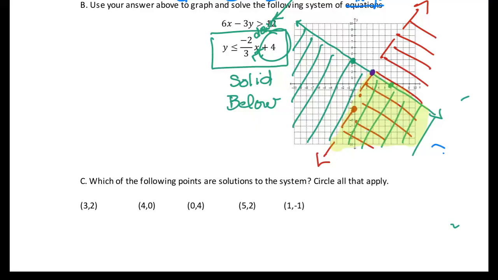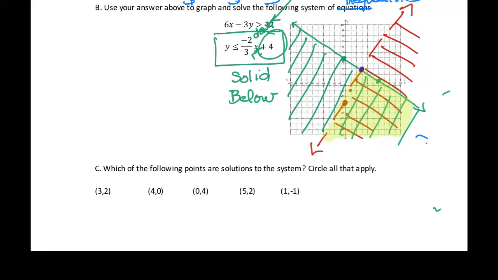Yes? No? (3, 2), solution, yes or no? It is. That is on a solid, actually, no it's not. No it's not. Why is it not? It's the intersection of a dashed line too. My bad. So that is not a solution. I couldn't hardly tell, but it's right at the intersection of the solid line and the dashed line. The dashed line negates it.